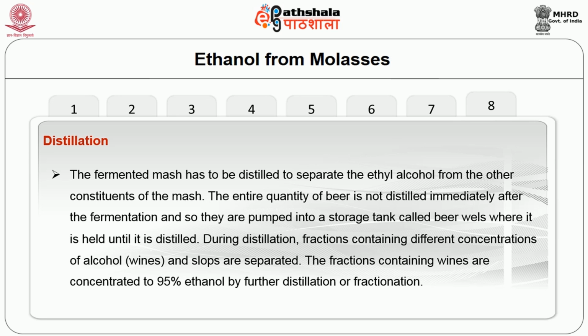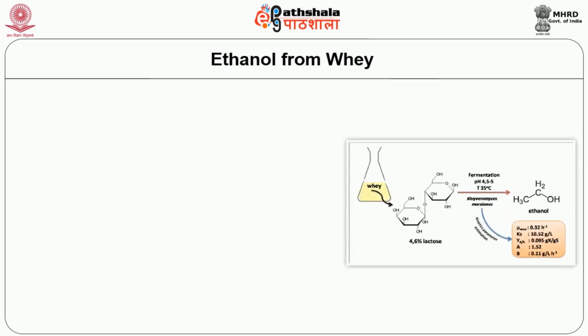The entire quantity of beer is not distilled immediately after the fermentation, and so it is pumped into a storage tank called beer wells, where it is held until it is distilled. During distillation, fractions containing different concentrations of alcohol, that is wines and slops, are separated. The fractions containing wines are concentrated to 95% ethanol by further distillation or fractionation. Next, we are going to see how ethanol is made from whey.